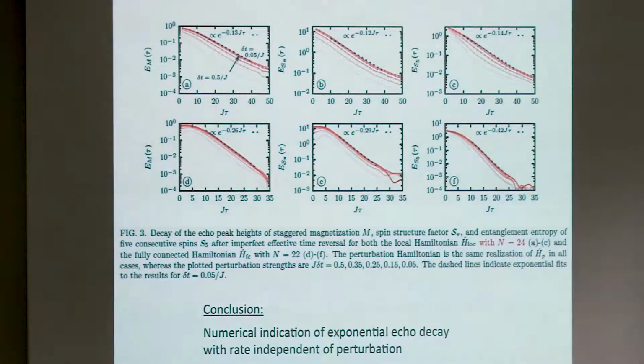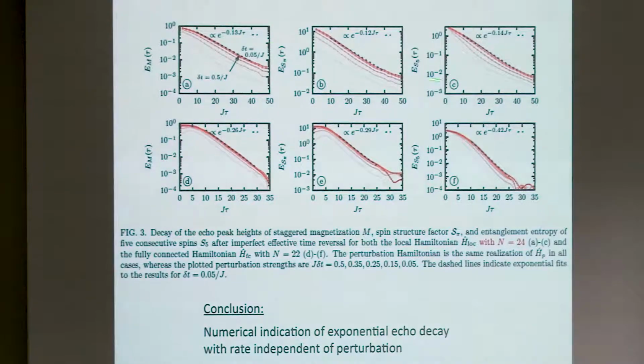Okay, and now these are the collection of results for the staggered magnetization. This is a spin structure factor, so that's a spin-spin correlation function, and here's again the entanglement entropy. Up here, this is data for the local Hamiltonian with 24 spins. Down here for this fully connected one with 22 spins. So there's many more matrix elements. And these different traces that one sees here are different times delta t for which this random perturbation acts. So if delta t is large, you have a large perturbation. As delta t becomes small, you have a weaker perturbation.